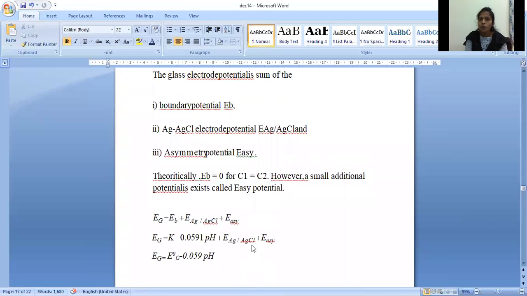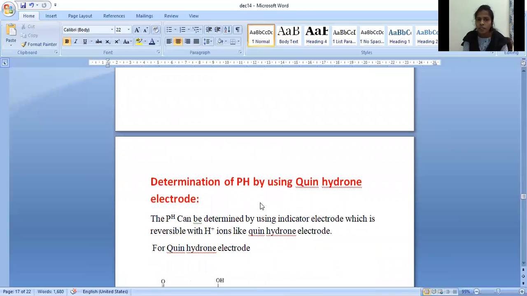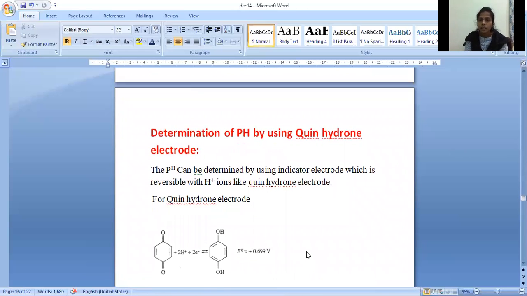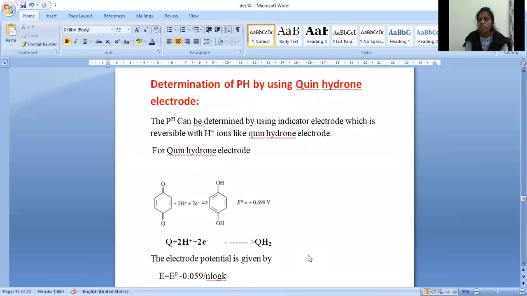So let us see here. By using the quinhydron electrode, we can find pH up to 8 only. But it is part of our syllabus. By using the glass electrode, we can find pH accurately up to 12 or even up to 14.